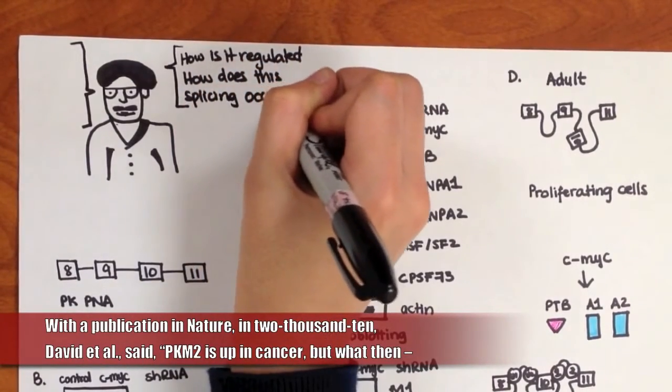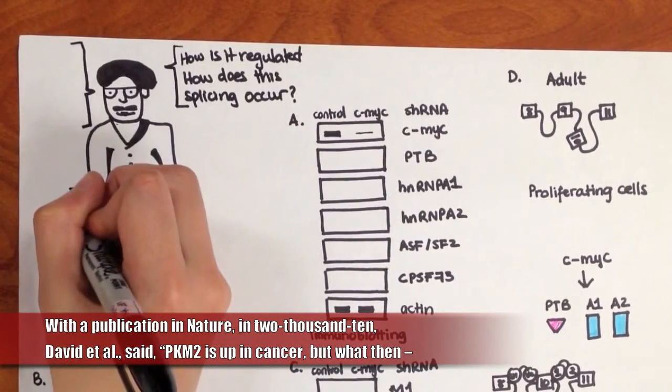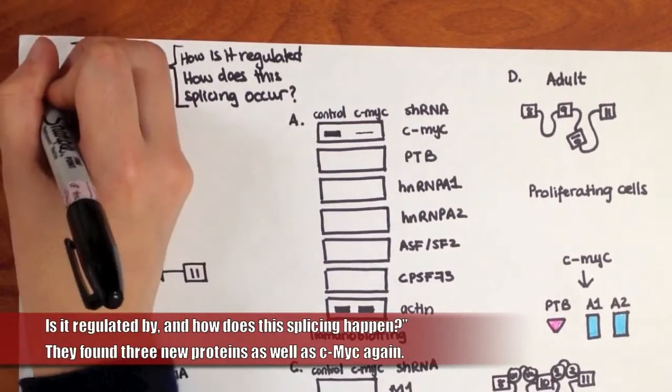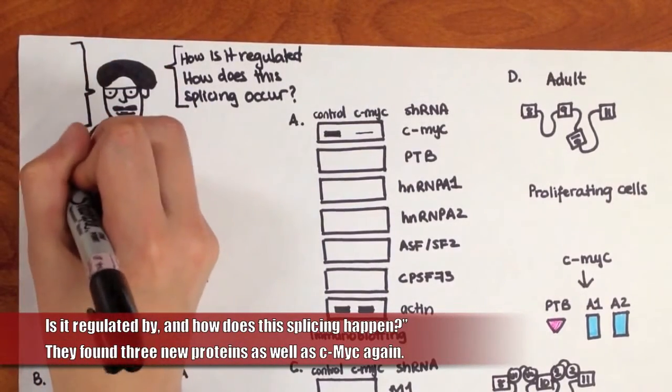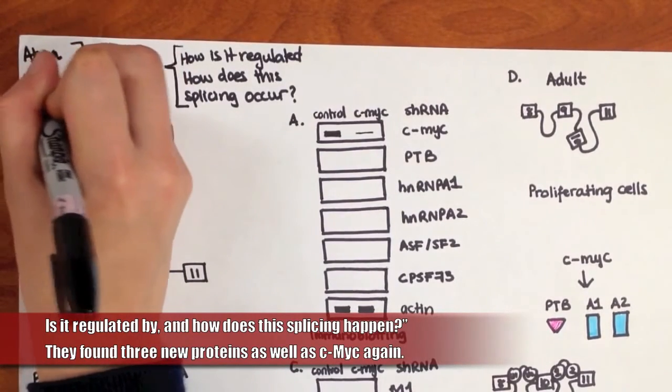With a publication in Nature in 2010, David et al. said, PKM2 is up in cancer, but what then? Is it regulated by c-Myc, and how does this splicing happen? They found 3 new proteins as well as c-Myc again.